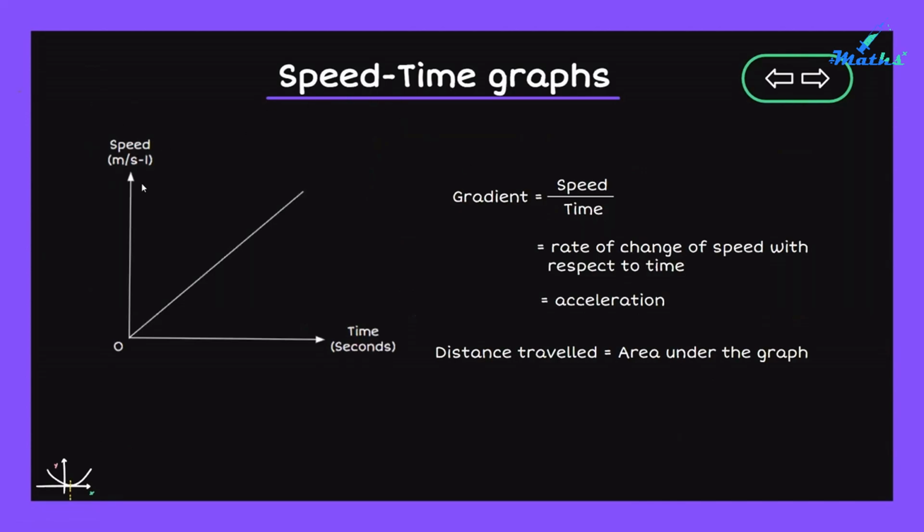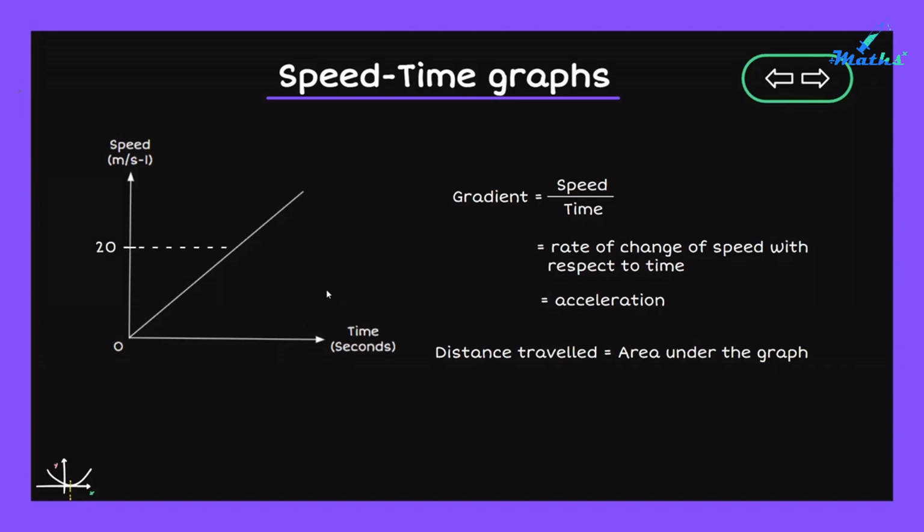In the speed time graph, as you see, there is speed, so you can differentiate it with the y-axis. Is this a distance time graph or a speed time graph? For the speed time graph, the gradient equals speed divided by time, which is the rate of change of speed with respect to time, and that equals acceleration. And the speed time graph will ask you to find the distance travelled, which means the area under the graph.